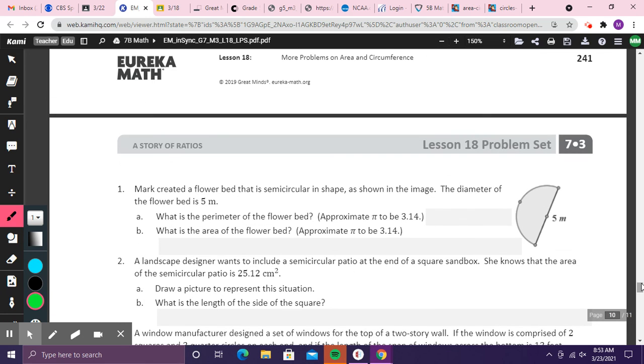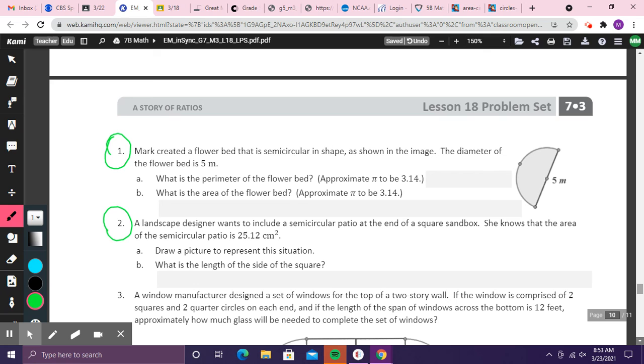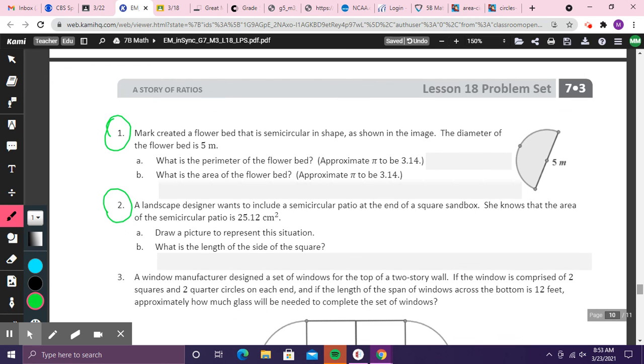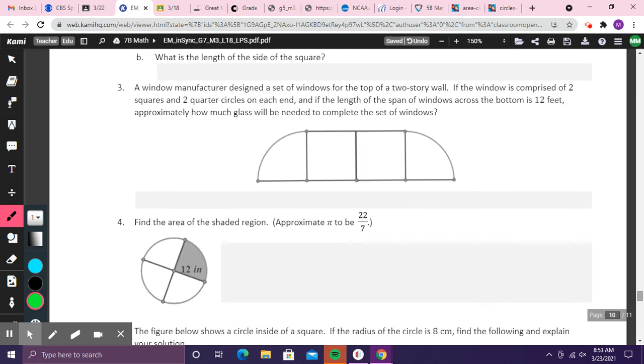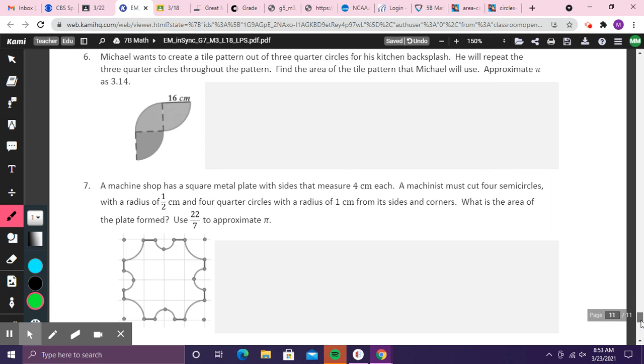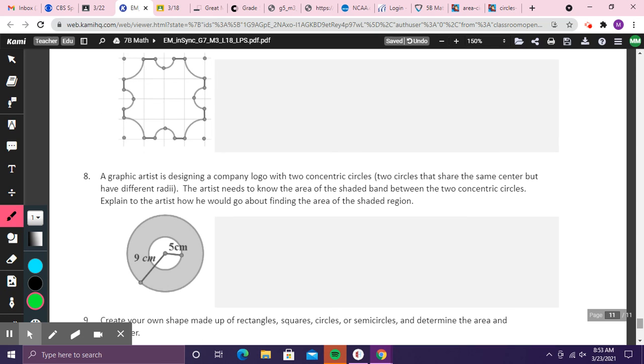Okay, I want you to do number 1, number 2. I want you to do number 3, 4, and then 6 and 8. So do not do 5 and 7. So I want you to do 6, and I want you to do 8. This one looks fun. Remember, taking the big one, subtracting the non-shaded portion.